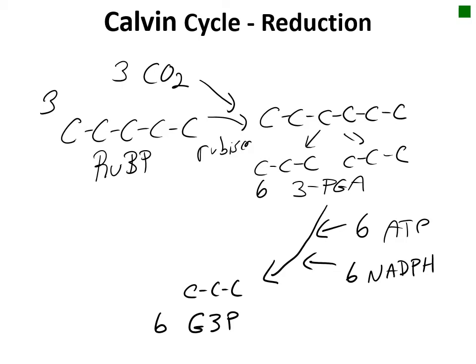G3P is also called a triose phosphate, or 3-carbon carbohydrate. 1 molecule of G3P will leave the chloroplast to form glucose in reactions that occur outside the chloroplast. The remaining 5 molecules of G3P are required to stay in the stroma to complete the regeneration stage.